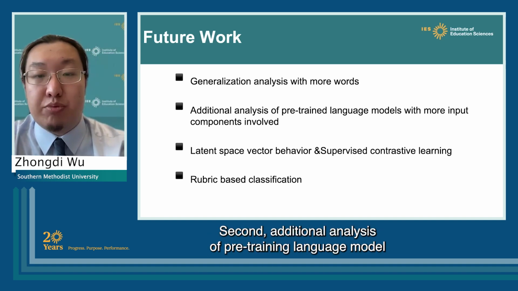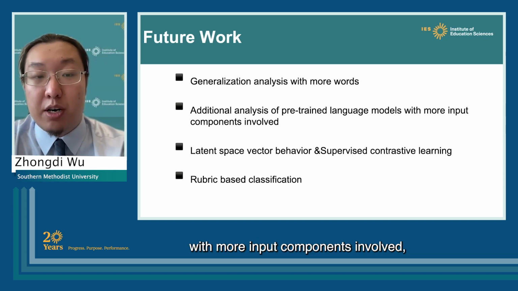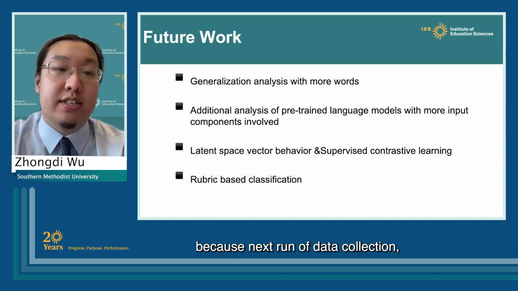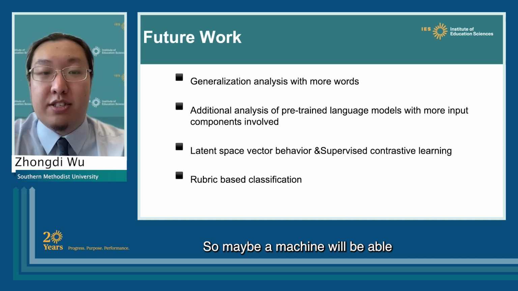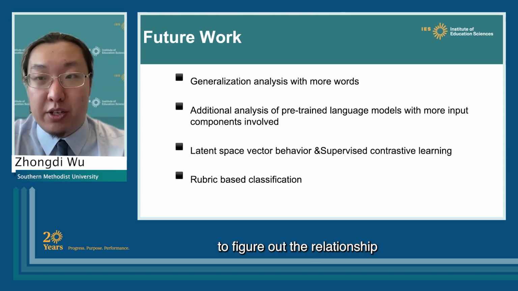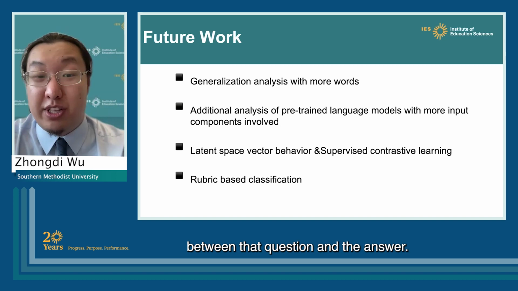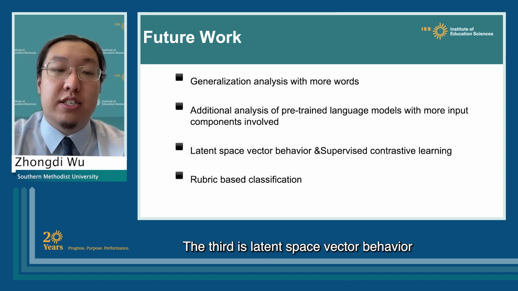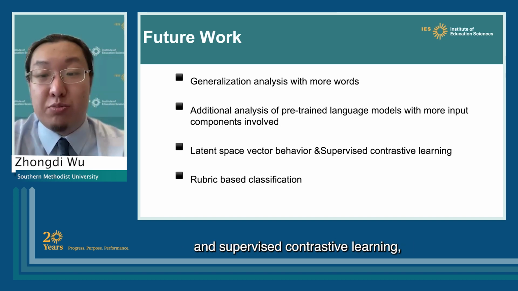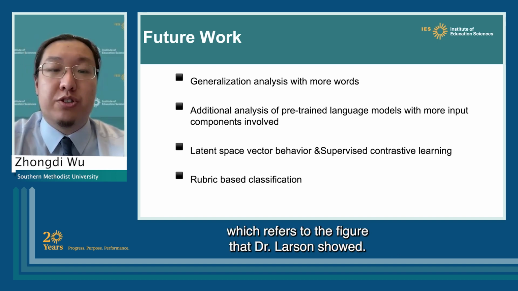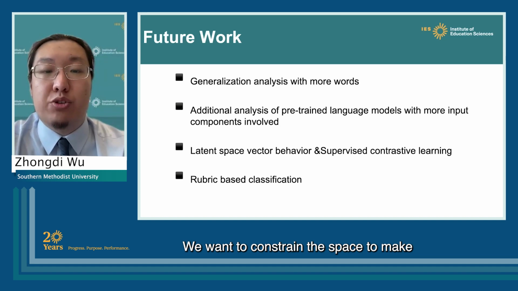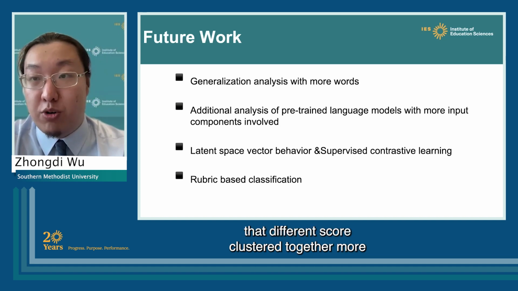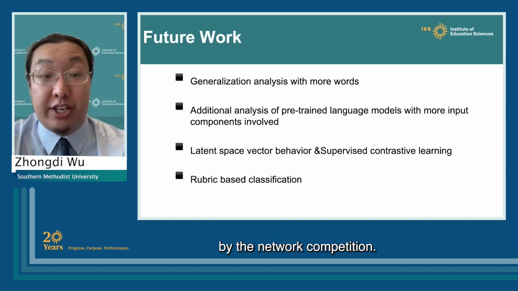Second, additional analysis of pre-trained language model with more input components involved. Because in the next round of data collection, we actually ask students a question to request answers. So maybe the machine will be able to figure out the relationship between that question and the answer. The third is latent space vector behavior and supervised contrastive learning, which refers to the figure that Dr. Larson showed. We want to constrain the space to make different scores cluster together more by the network computation.